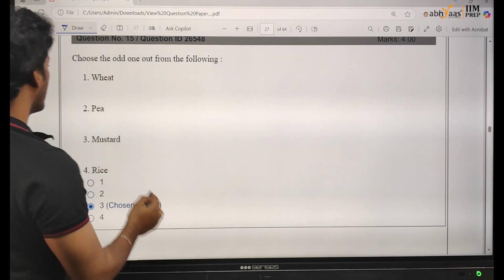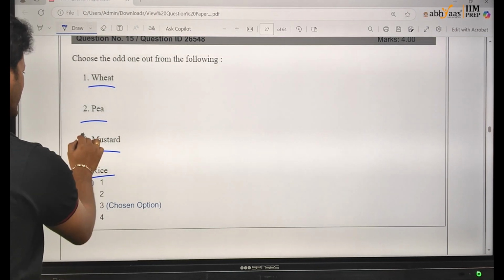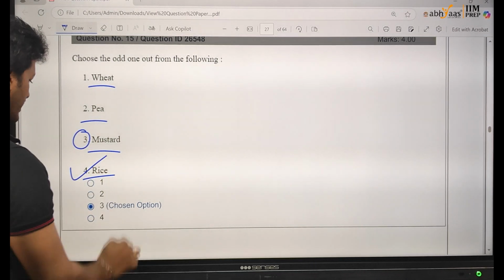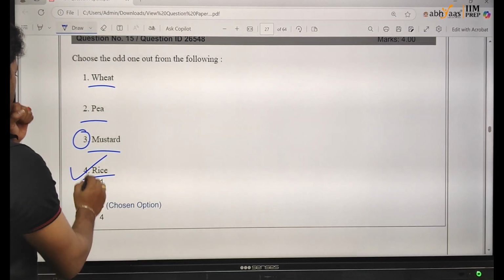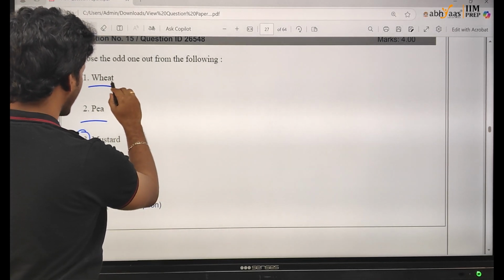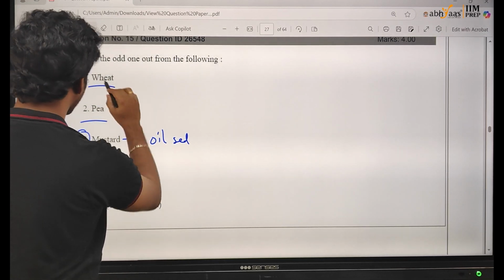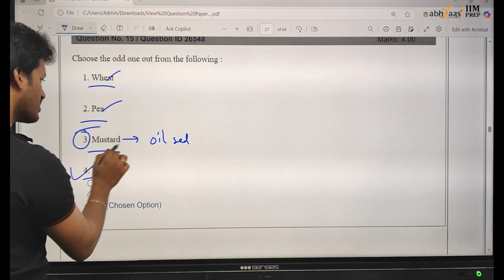Coming to the odd one out: wheat, pea, mustard and rice. Many are saying it is mustard, but the key is saying it's rice. The logic can be that mustard is an oil seed, so the remaining three are grains, and this is the odd man out.